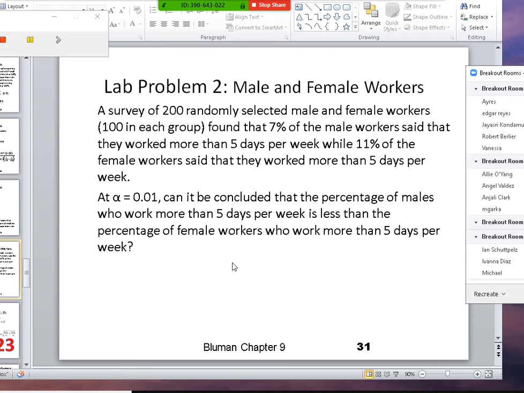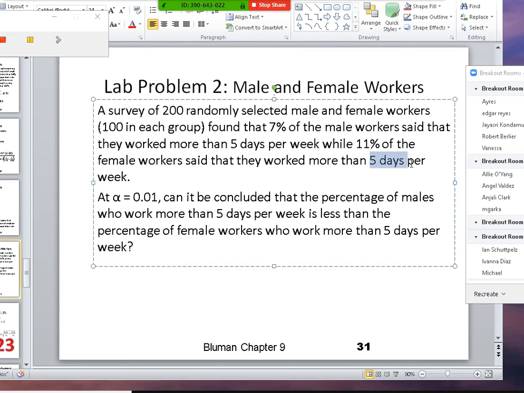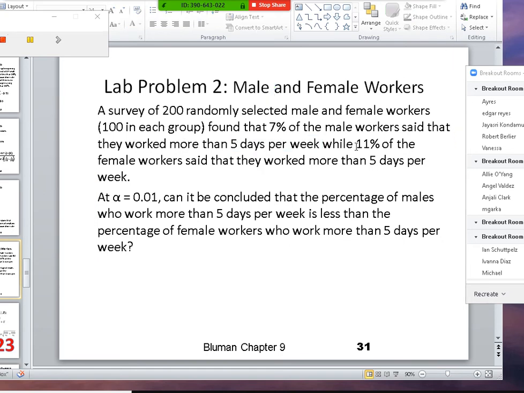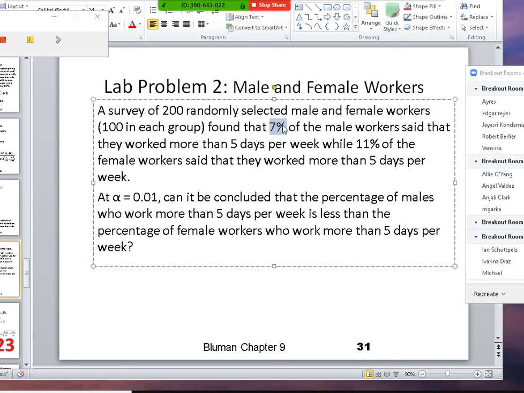Great. So again, these 5 days per week, that's just to throw you off. That is not one of the numbers you're going to be using. This is just part of the question, the qualifier. Did you work more than 5 days a week, yes or no? So it's a yes/no question, so it is a proportion because, again, there's no word mean or average in here anywhere. And then you'll also notice that this 7% of male workers said yes.